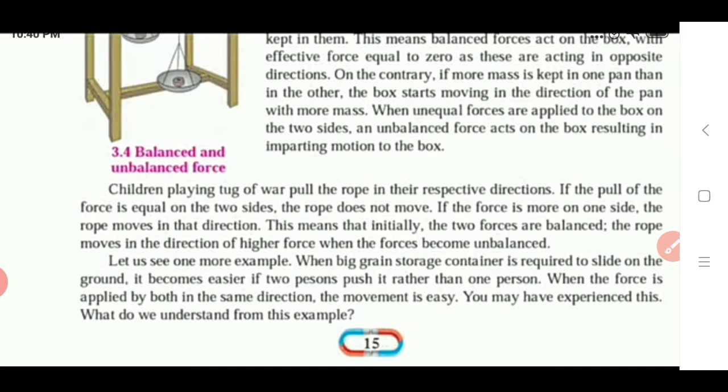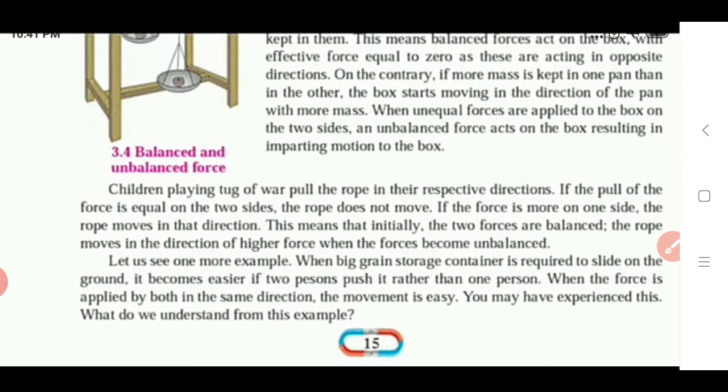In this case, two persons are required for pushing this container. If only one person pushes this heavy container, it cannot be easily pushed by that one person. But if we apply more force by using two persons for pushing, then this container will easily change its place, or it can easily get pushed.